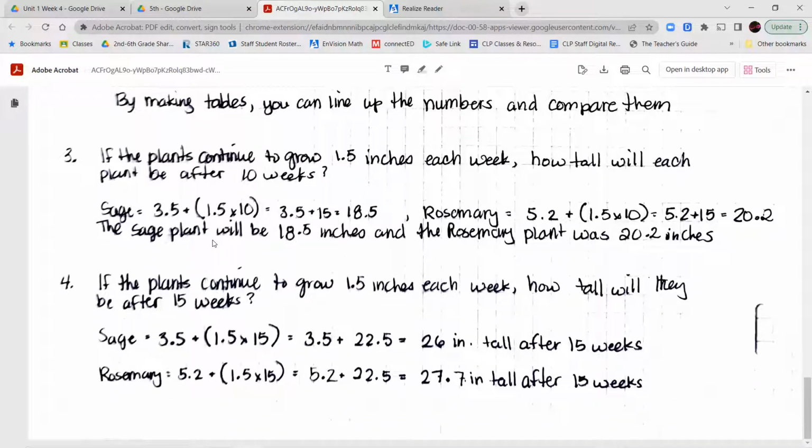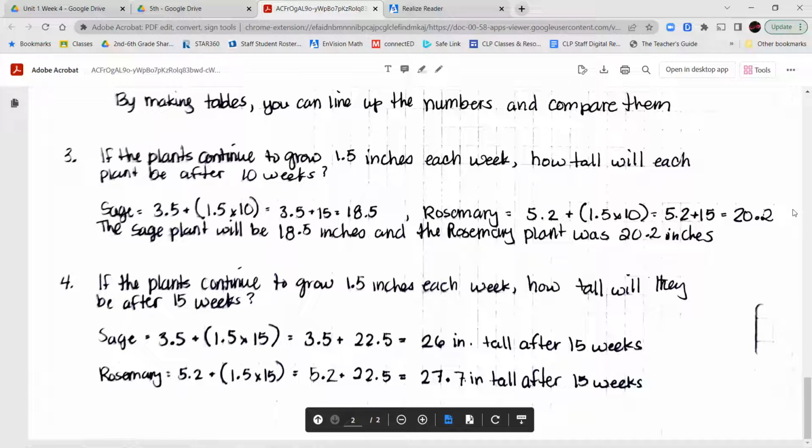If the plants continue to grow 1 5/10 inches each week, how tall will each plant be after 10 weeks? So here we're going to apply that multiplication principle we were talking about. So we know the sage plant started at 3 5/10 inches. And we are going to add 1 5/10 inches for 10 weeks, or 1.5 times 10, which is going to give me that starting height of 3 5/10 plus 15, which is going to give me 18 5/10, or 18.5 inches. The rosemary plant started at 5 2/10 inches, and we're going to add 10 weeks worth of 1.5 inch growth. That's going to be 5.2 plus 15, and that's going to give us 20.2 inches.